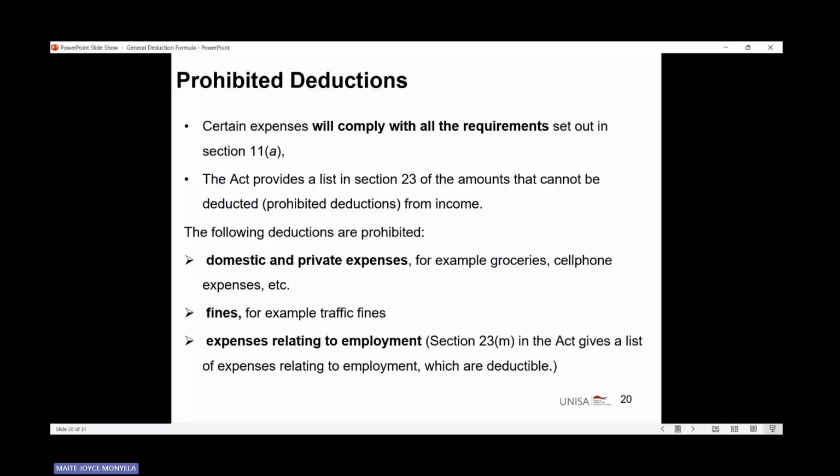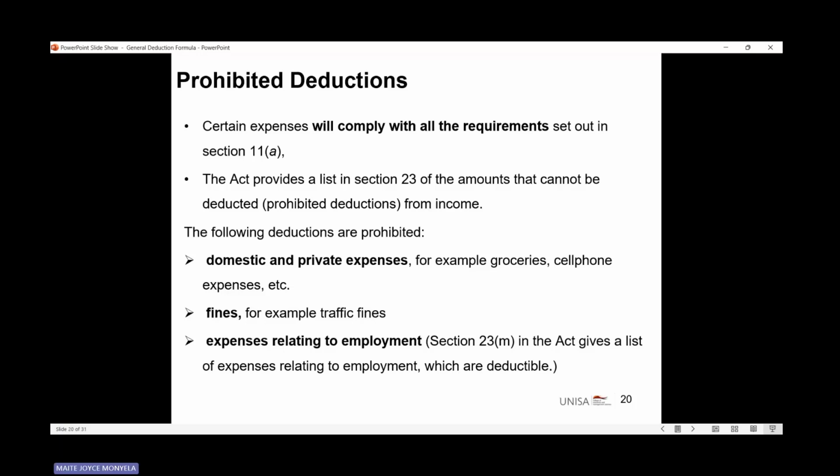So the following are prohibited. Domestic and private expenses, for example, groceries and cell phone expenses. We have fines, for example, traffic fines are prohibited. You will not be allowed to deduct them.